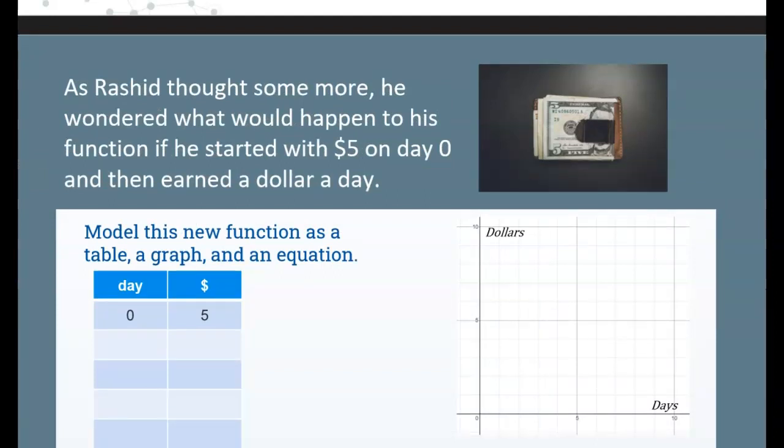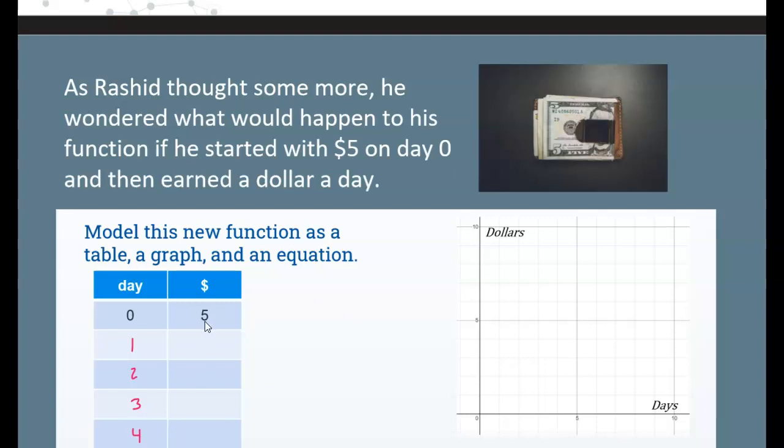So Rashid thought some more, and he wondered what would happen to his function if he started with $5 on day 0 and then earned $1 a day. So now we're thinking, well, maybe we'll have some money in savings first. We'll have days 1, 2, 3, and 4. We're going to try to model this with a table, a graph, and an equation.